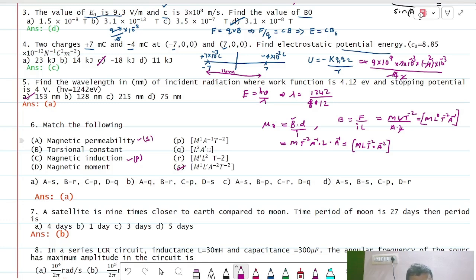1 is S, C P. 1 is S and C P. So A, D options now, right? So I'll go with D. Torsional constant: instead of this one, you can find out the magnetic momentum. So the D option I'll find.